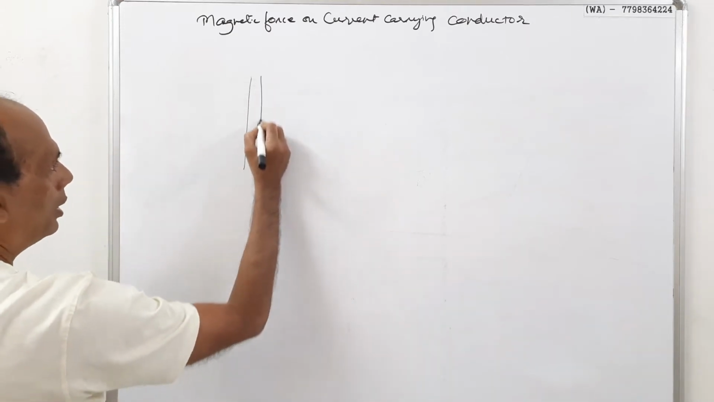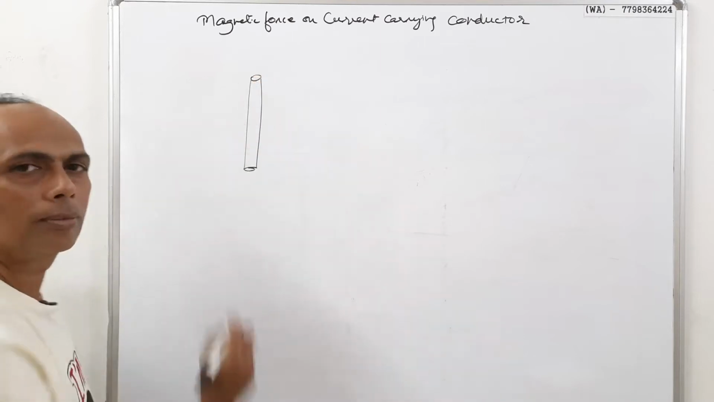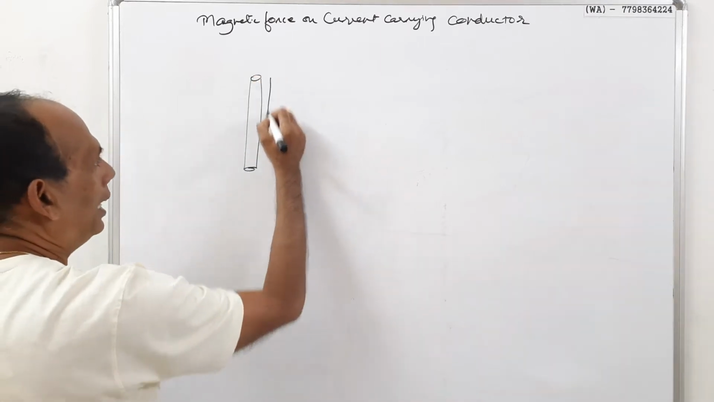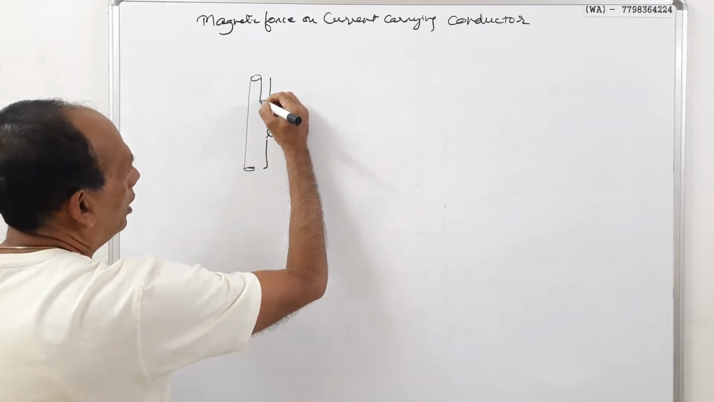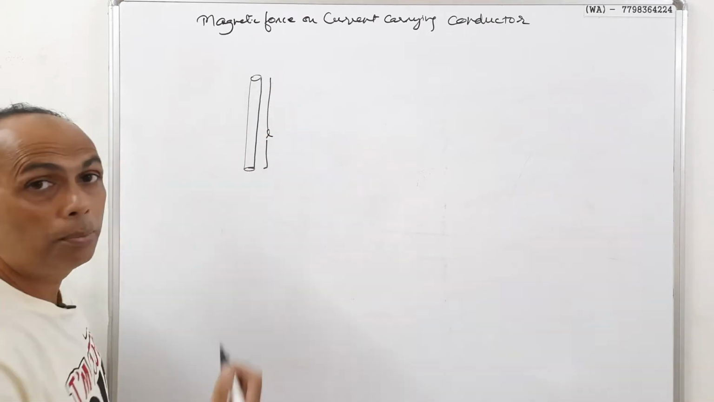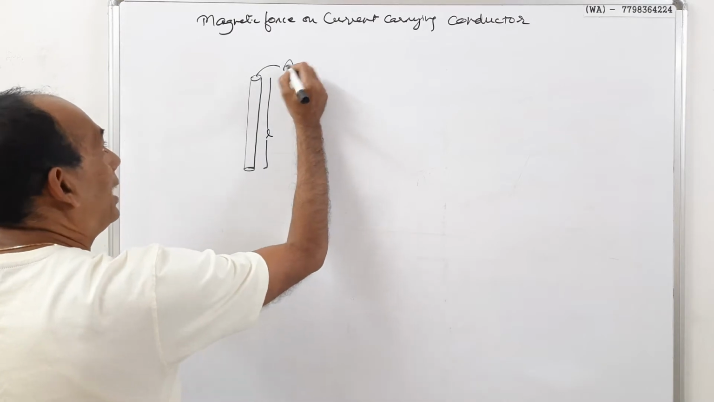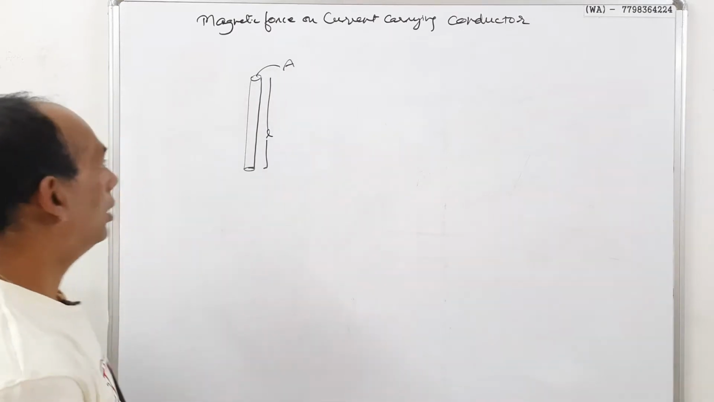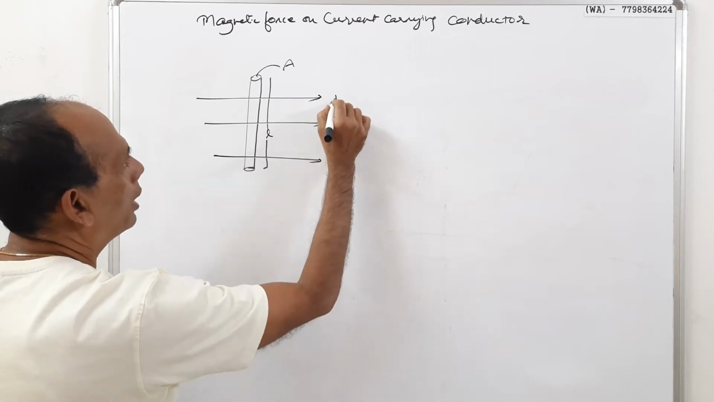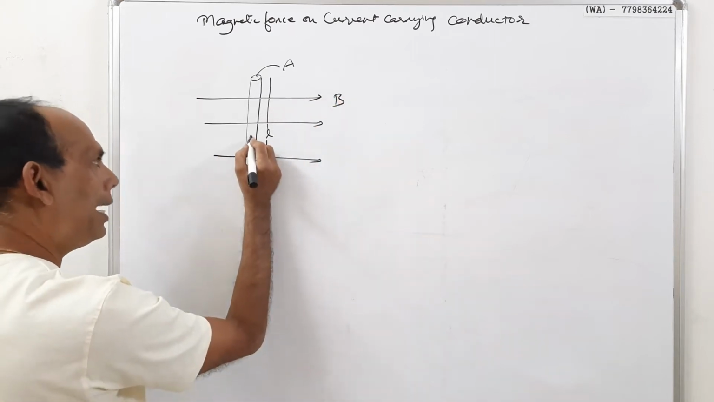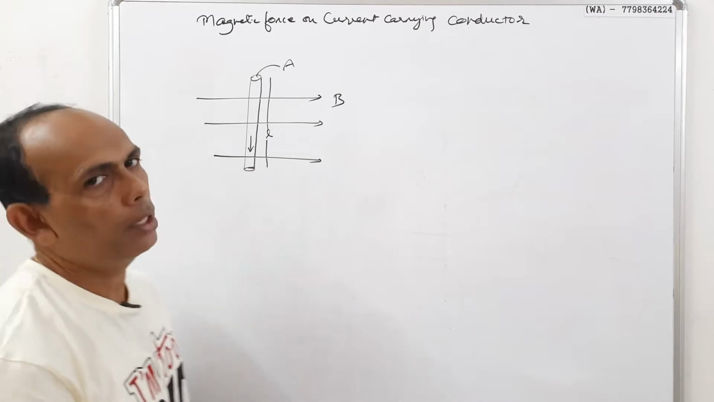So let this be the conductor. Let the conductor be of length L. A rectangular cylinder is taken because it will have some purpose later on. Let A be the area of cross section of the conductor and let it be placed in the magnetic field B. Let B be the magnetic field. Okay. Let I be the current flowing through the conductor.